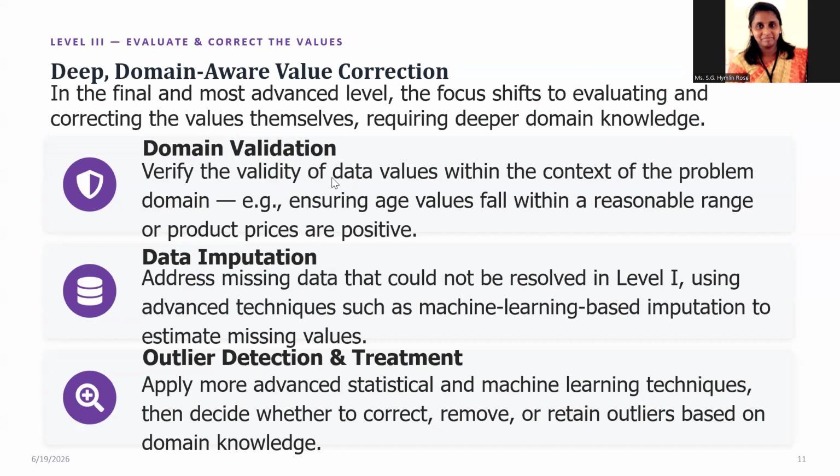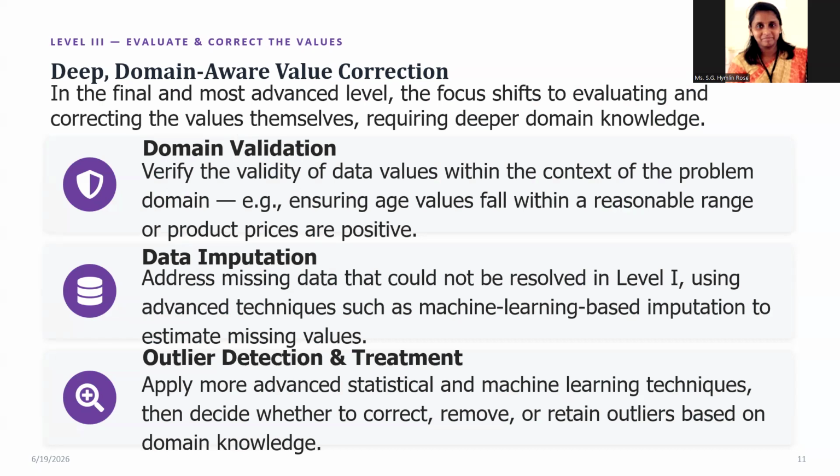So the first one is domain validation. What is domain validation? It involves verifying the validity of data values within the context of the problem domain. For example, ensuring an age value falls within a reasonable range, 0 to 120, or that product prices are positive. A value that is perfectly well formatted can still be wrong, and domain validation catches such errors. For example, if the age is given as 1000, it is wrong. We know the age value should be within a certain range, so we validate that.